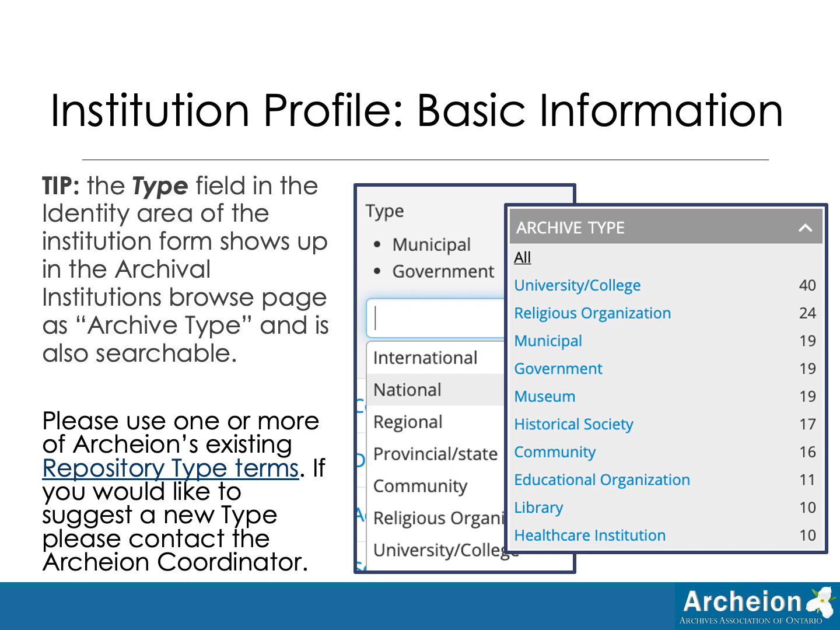So note that this field is a controlled term field. So when you're editing your institution profile, you need to select from the existing drop-down list that populates when you click into the type field. If you want to suggest new type terms, you can contact the Archeion coordinator email, and this taxonomy is periodically cleaned up and edited.